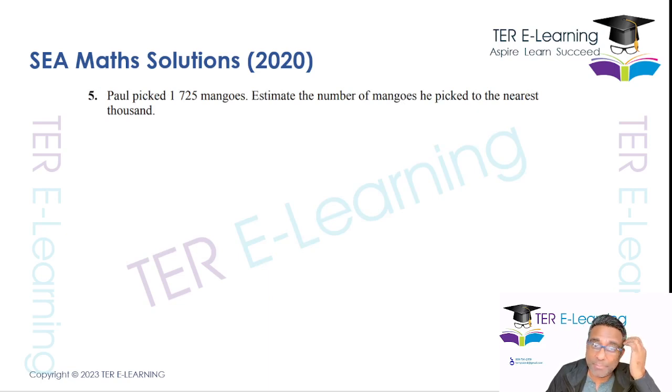Question 5, Paul picked 1,725 mangoes. Estimate the number he picked to the nearest 1,000. So you want to round this off to the nearest 1,000. Now remember, this here is ones, this is tens, this is hundreds, and this is thousands. So if you want to round this off to the nearest 1,000, we need to look at the number right after, which is the 100 position, and that is 7. So that's greater than 5. Therefore, we need to round up here. So this is going to be 2,000 as my answer.